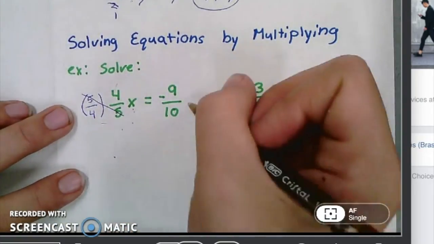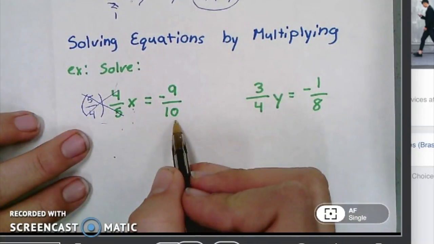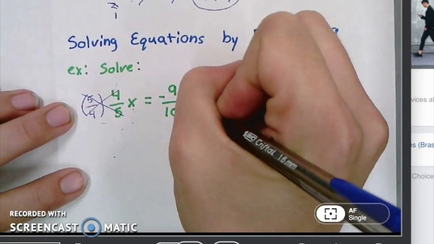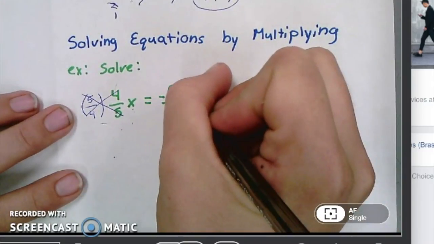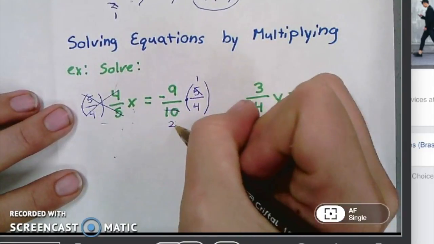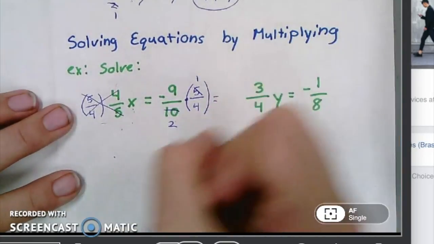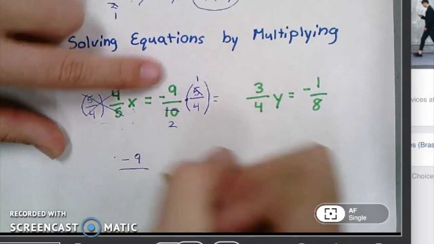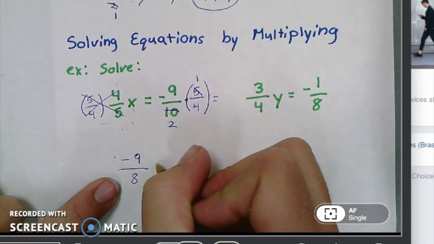Those would cross off, and whatever I do to this side, I have to do to this side. So I'm going to multiply this side by 5/4. Now this is multiplication, so I can look to see if they have anything in common. 5 goes into that once, that twice, multiply across. So I'm going to write it down here for space, but -9 times 1 is -9, and 2 times 4 is 8. Am I done?